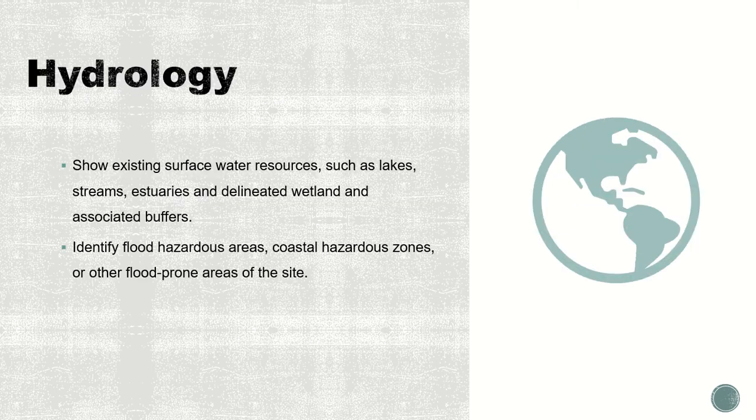The next one is hydrology. To do this, we need to show existing surface water resources such as lakes, streams, estuaries, and delineated wetlands and associated buffers. And to identify flood hazardous areas, coastal hazardous zones, or other flood prone areas of the site.